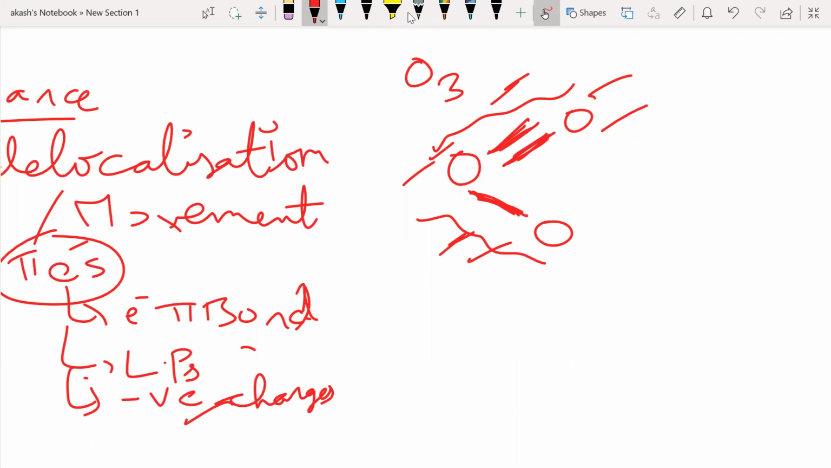Now basically you will see that there are going to be 3 lone pairs on this oxygen, and there will be 2 lone pairs on this oxygen.